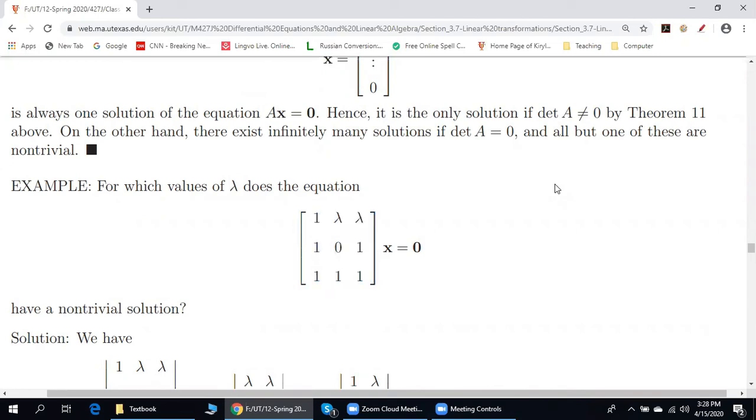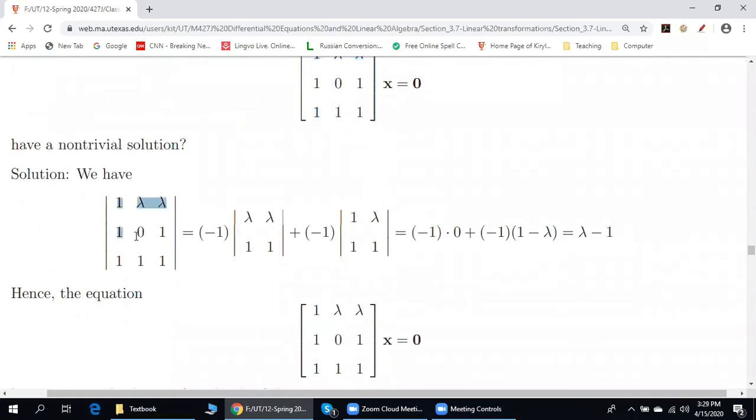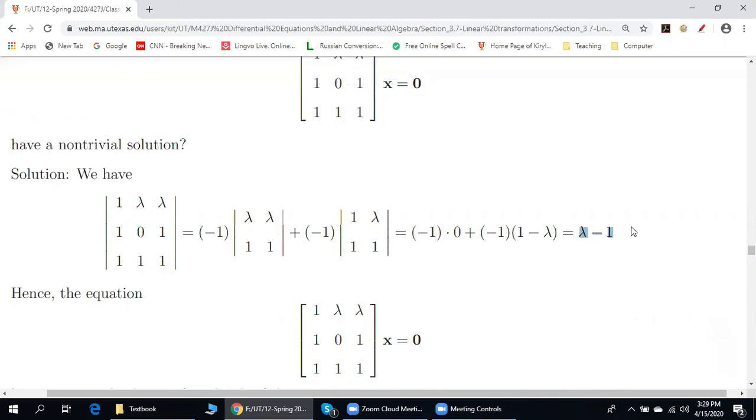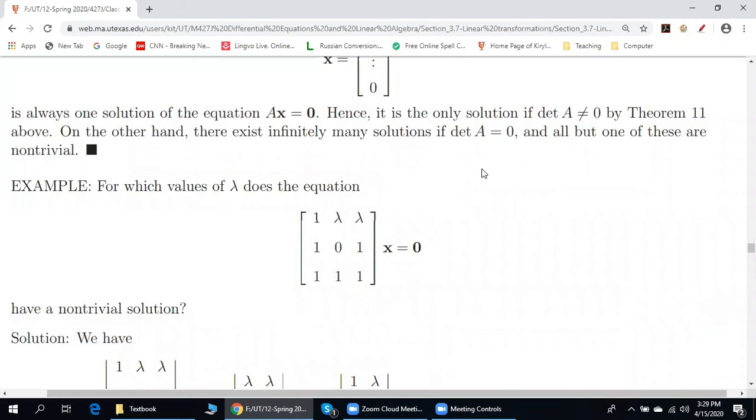Wait, can you repeat how we went from the first step to the second step? Yes, so the question is, for which values of lambda does this homogeneous system have a non-trivial solution. By the corollary above, we know that our homogeneous system has a non-trivial solution only if the determinant is equal to 0. So let us find the determinant. After all simplifications, we get lambda minus 1. Obviously, lambda minus 1 is equal to 0 if lambda is equal to 1. Does this answer your question? Yeah, it does. Thank you.